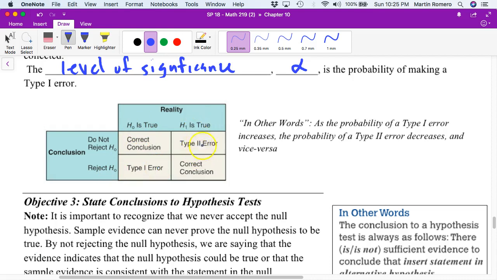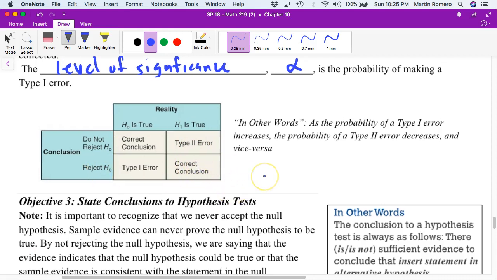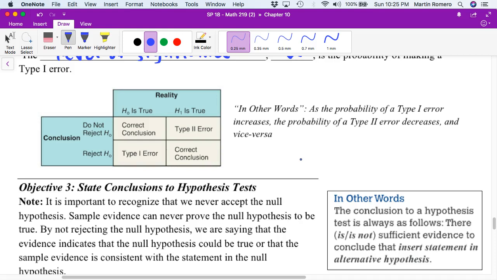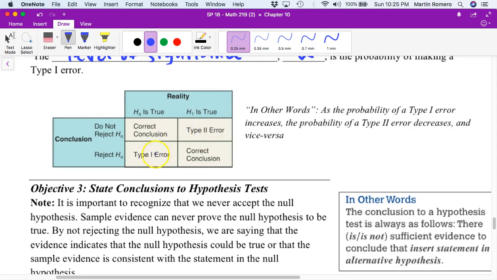If your alternative is true and you do not reject the null hypothesis, that's a type 2 error. If the alternative is true and you reject the null hypothesis, that's a correct conclusion. We'll have to practice that, but you want to make sure you can reproduce that table to understand type 1 and type 2 errors. In other words, as the probability of a type 1 error increases, the probability of a type 2 error decreases, and vice versa.